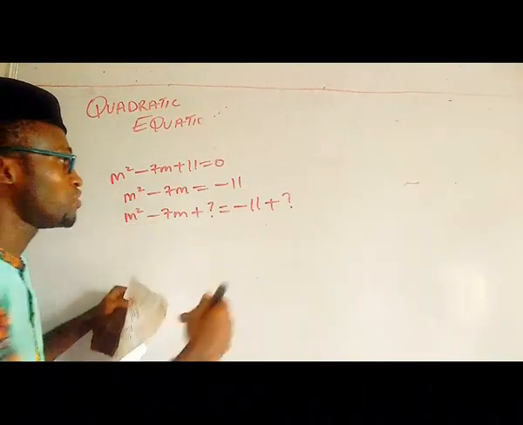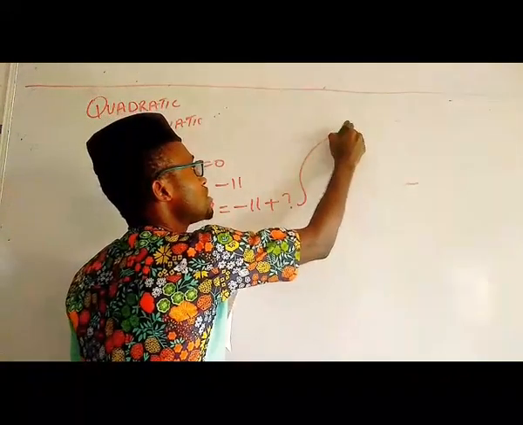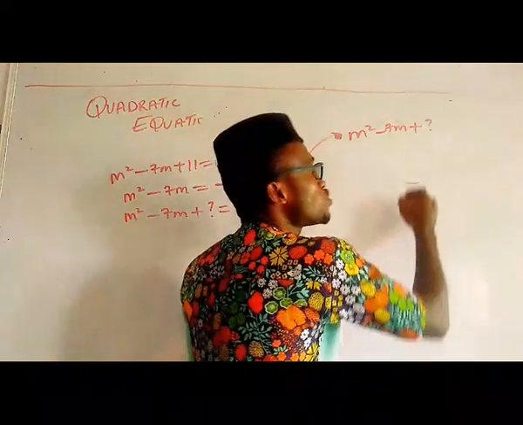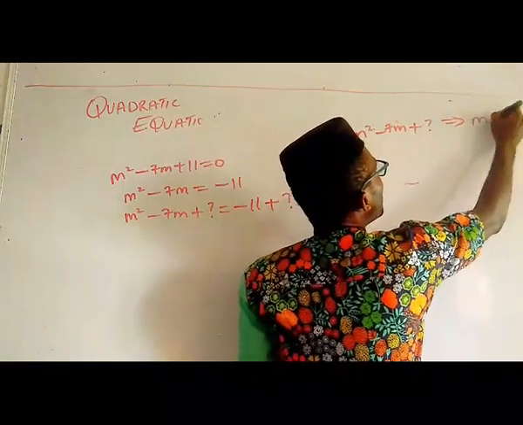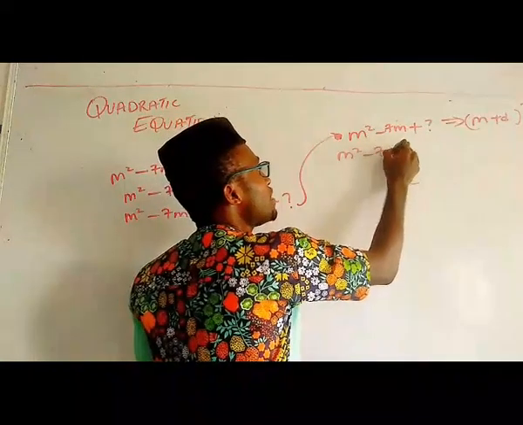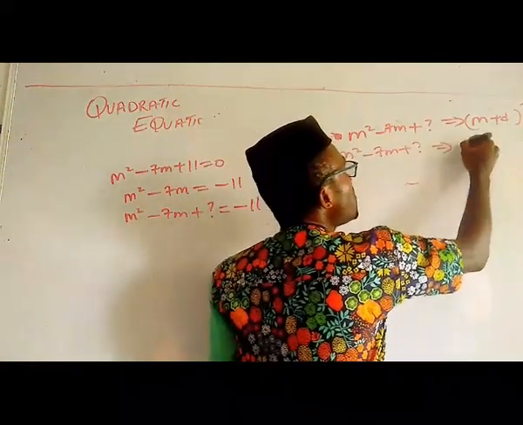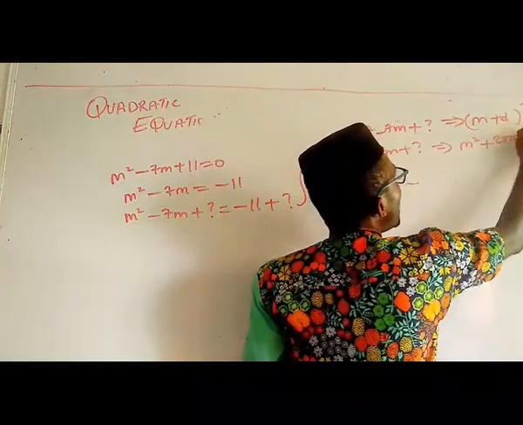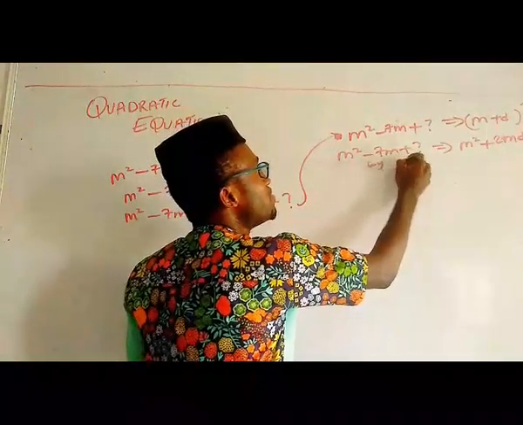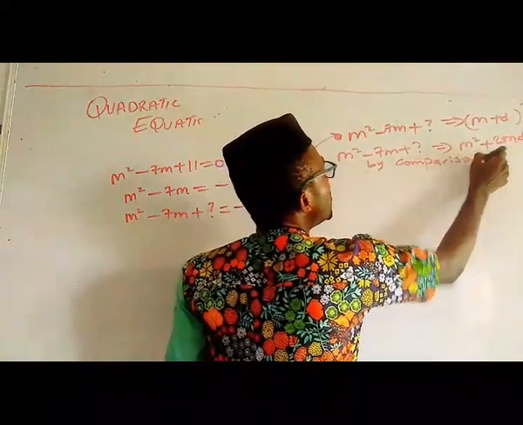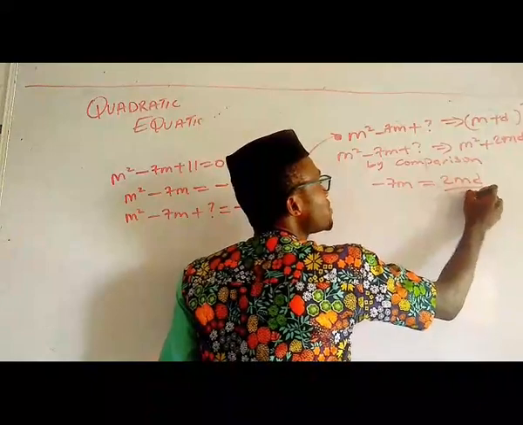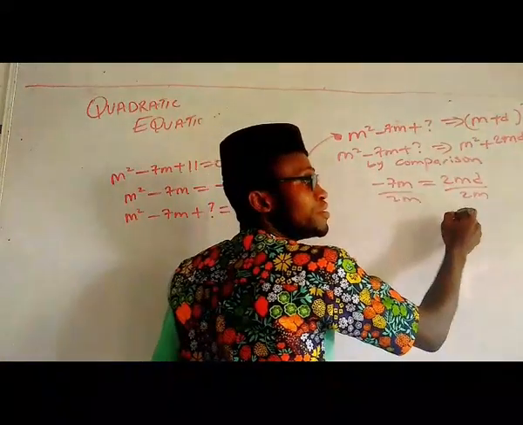Now, just as we have done before, we have something like this. Let me explain this here. So we are having n squared minus 7n. What are we adding so that it is going to be n plus d, where d is a number? Now, it's going to be n squared minus 7n plus question mark to be equivalent to n squared plus 2nd plus d squared. From that place, you can see by comparison, minus 7n is the same thing as 2nd. Divide both sides by 2n.